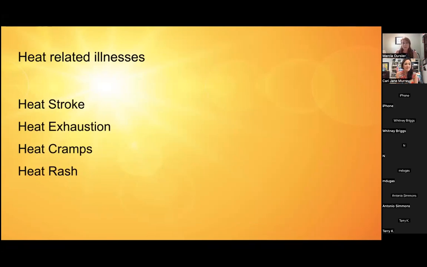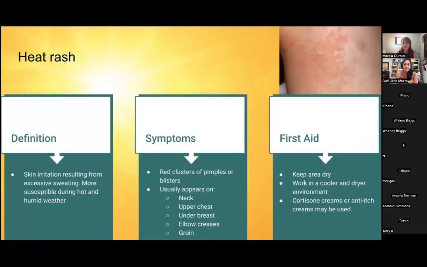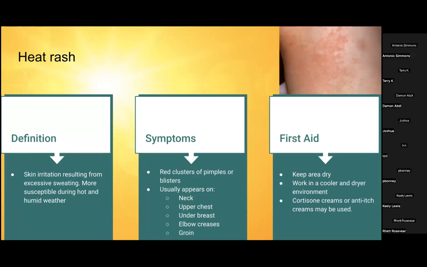All right, so we're going to go into detail on each of these heat-related illnesses. I know I have heat stroke at the top, but we're going to start in order of magnitude, going through the specifics on heat rash. Heat rash is a skin irritation resulting from excessive sweating. Individuals are more susceptible to heat rash during hot and humid weather, and symptoms include red clusters of pimples or blisters, which usually appear where skin meets other skin: the neck, the chest, breasts, the groin area, anywhere you have skin creases. For first aid, you want to keep the area dry. You can use hydrocortisone creams. You do not want to use powder, and you want to avoid scratching the skin. This is a common illness resulting from heat exposure.